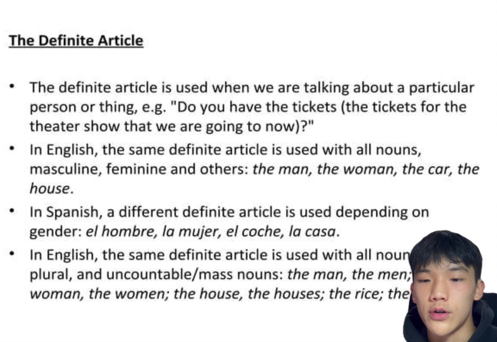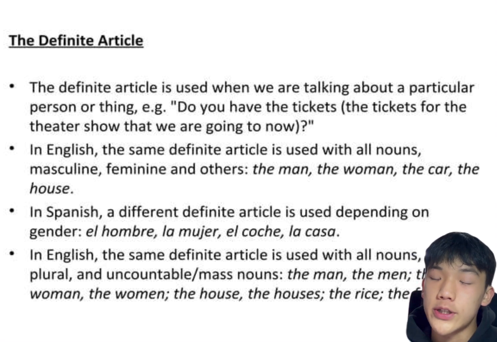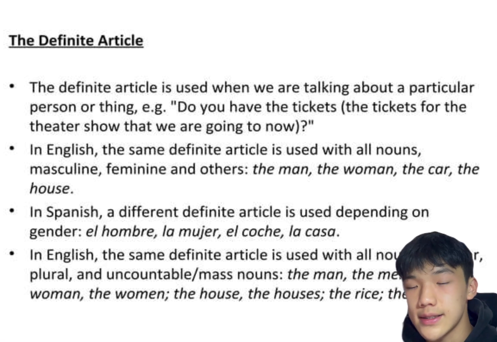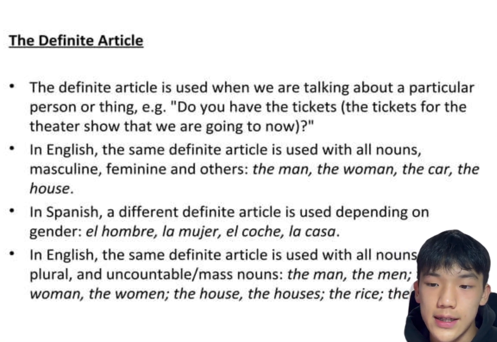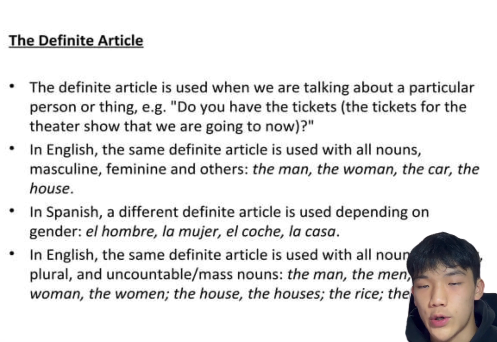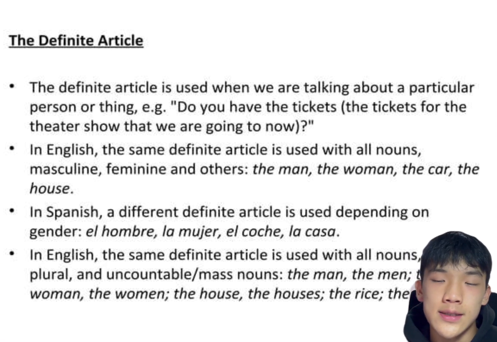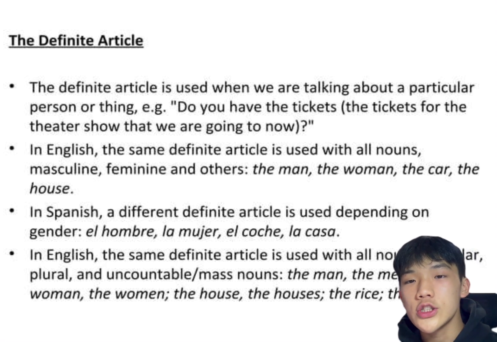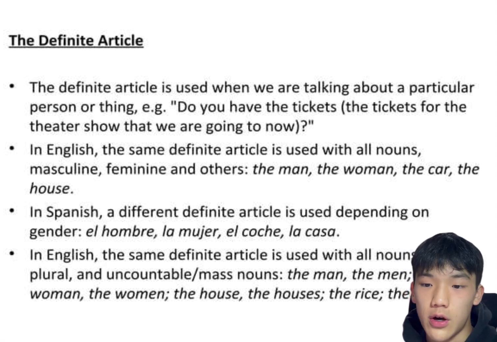For the definite article, this is used when we are talking about a particular person or thing. For example, do you have the tickets? Like, we are talking about the tickets. The tickets for the theater show that we are going to go to right now. The tickets to Sabrina Carpenter's concert. In English, the same definite article is used with all nouns.